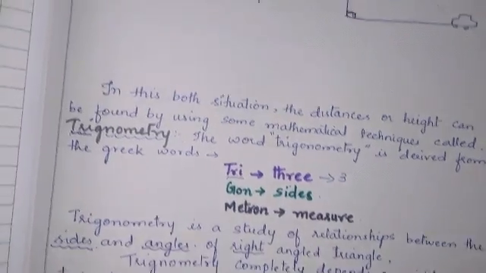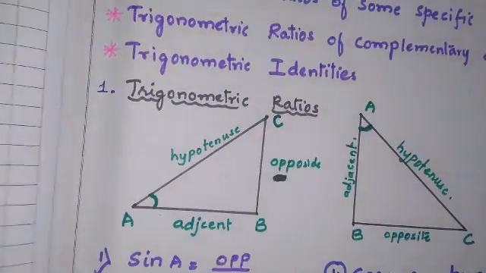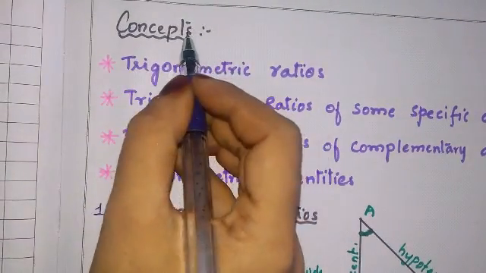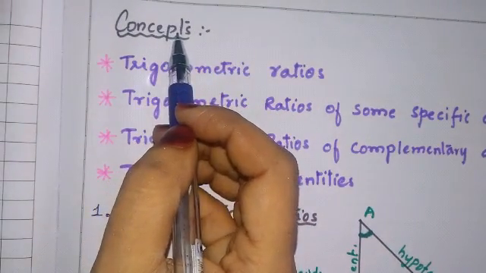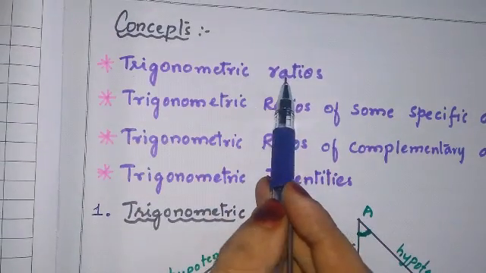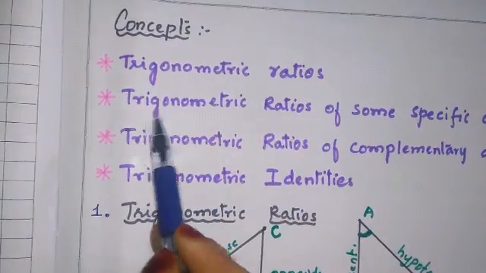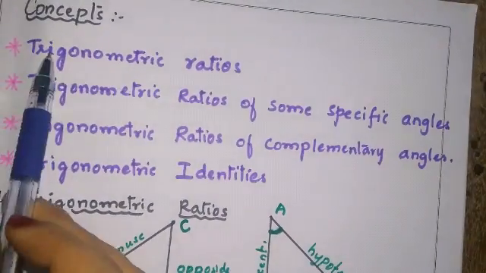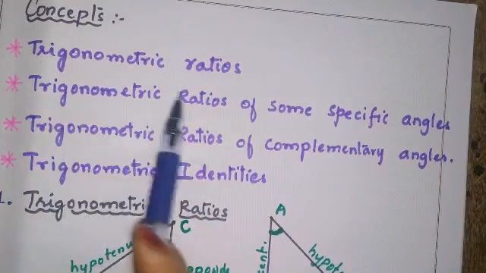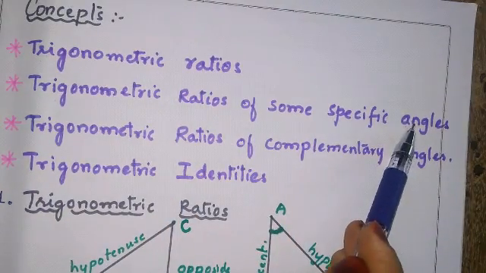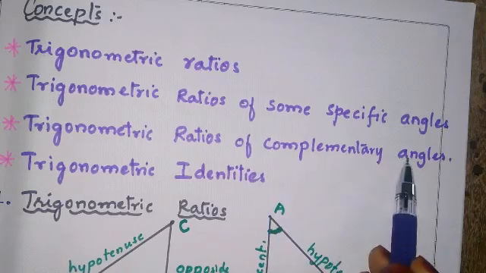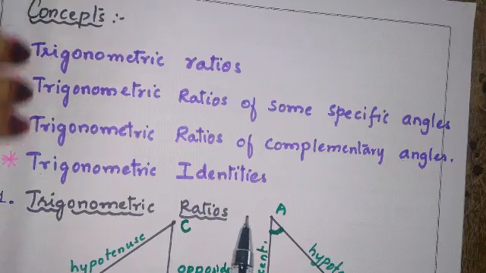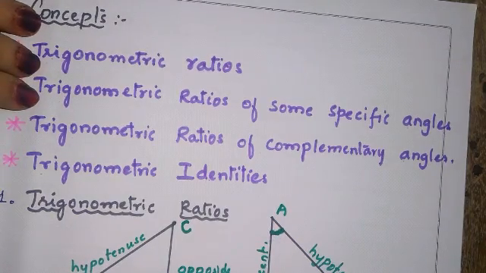Let us see what trigonometry is based on. In 10th standard, the concepts of trigonometry which we are going to study are trigonometric ratios, trigonometric ratios of some specific angles, trigonometric ratios of complementary angles, and trigonometric identities. These 4 topics we are going to complete in 10th standard.